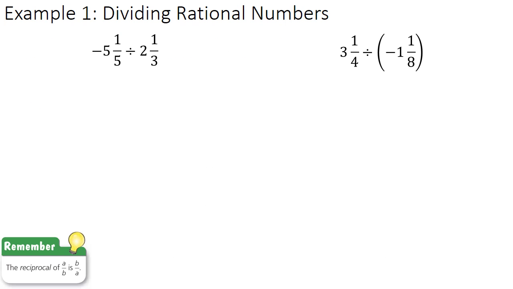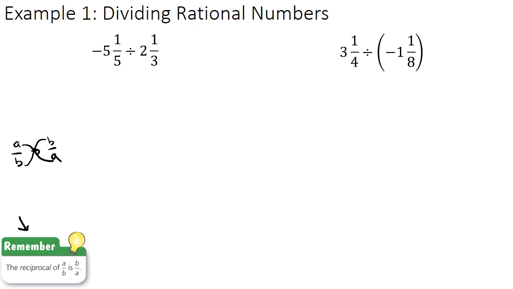Okay, for this first example, we're going to be dividing rational numbers. As we're looking right here, we have this division with our fractions, which means that instead of dividing by the fraction, we multiply by its reciprocal. And we have our little reminder down here of what a reciprocal is. If we have the fraction a over b, where a can be any number and b can be any number except for 0, then the reciprocal of a over b is going to be equal to b over a. So we're going to turn it on its head. Its denominator is going to become the numerator, and its numerator is going to become the denominator.